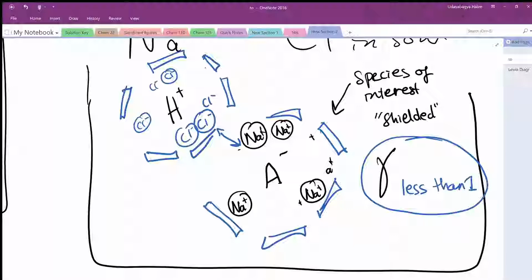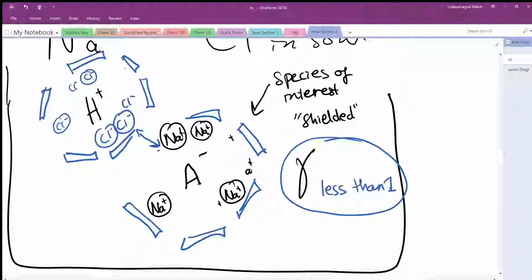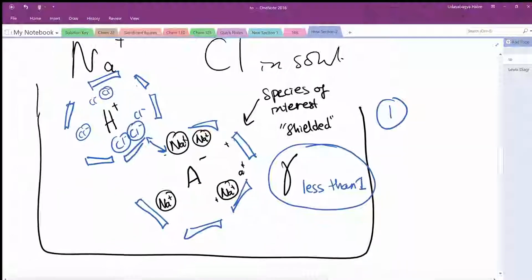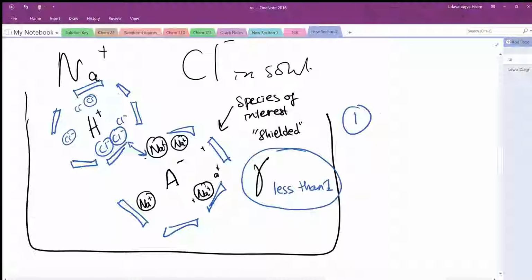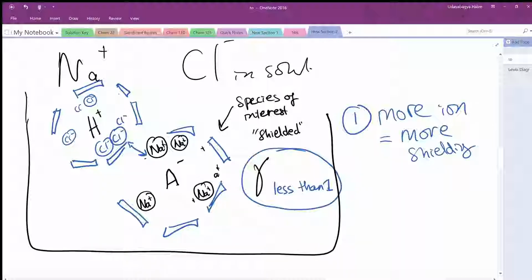So before we go into looking at the actual equation, there are several things that will affect how strong this crowding effect is going to be. So first of all, obviously, you're going to have the more inert ion, more ion means more shielding. That's going to be okay, right? So far so good. Just because you have a lot more stuff blocking your species of interest.